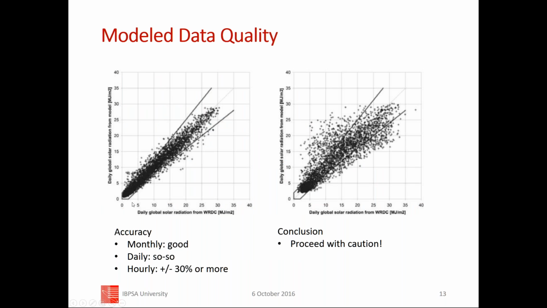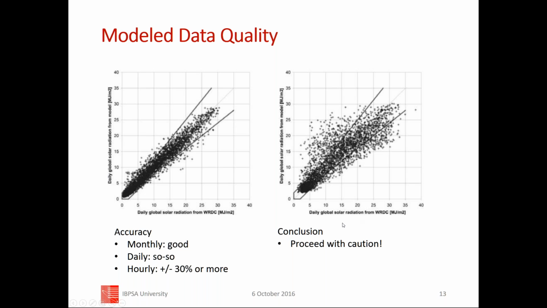And so these plots show daily global solar radiation. The x-axis is from the world radiation. I've forgotten the exact title of this. There's a database of observed solar data that's available, and so these are observations, and these are the modeled values for the same locations for days.